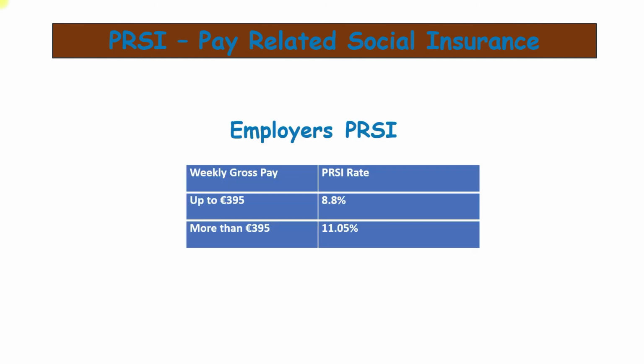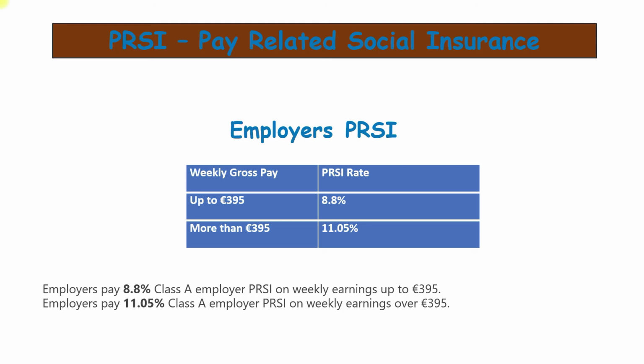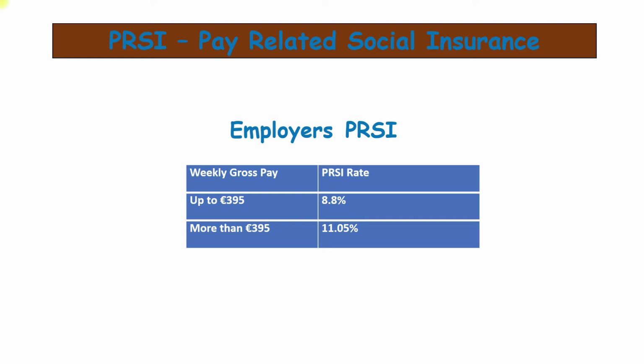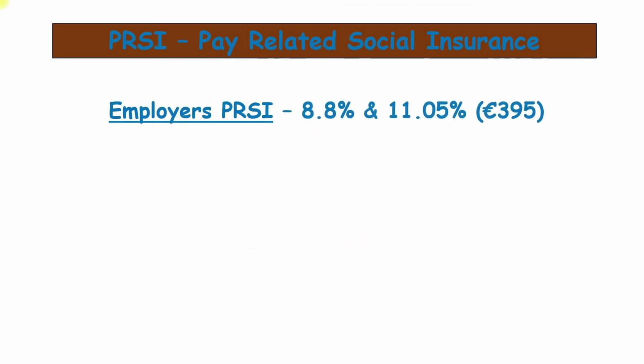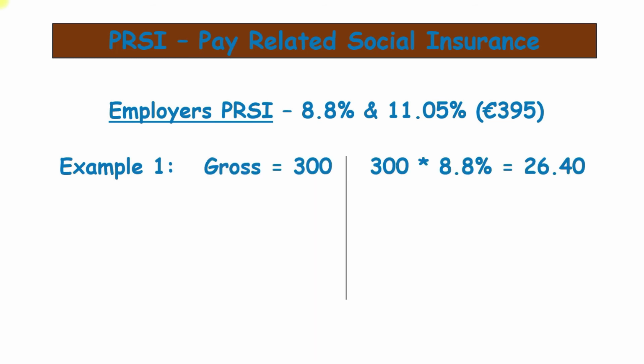An employer pays PRSI on the gross. This figure is a cost to the employer in addition to the gross pay. A gross pay of up to and including $395 is taxed at 8.8%. Everything over $395 is taxed at 11.05%. And again, this is calculated on the entire gross, not just the amount above the $395 threshold. These 4 examples demonstrate how the employer's PRSI is calculated.